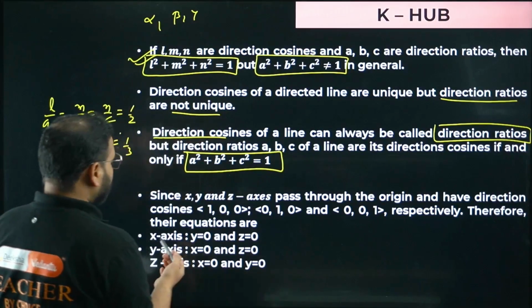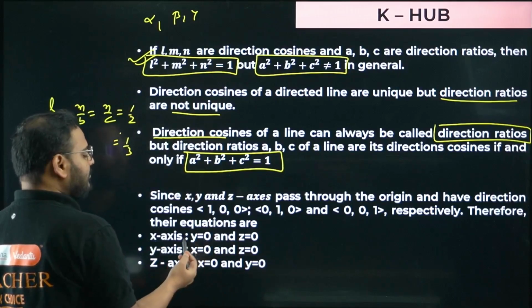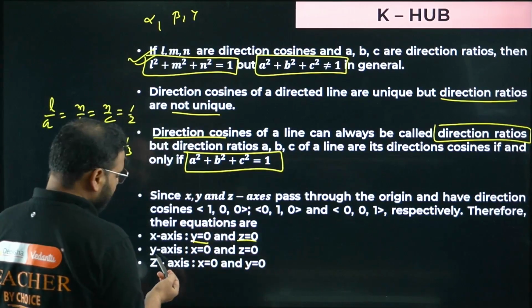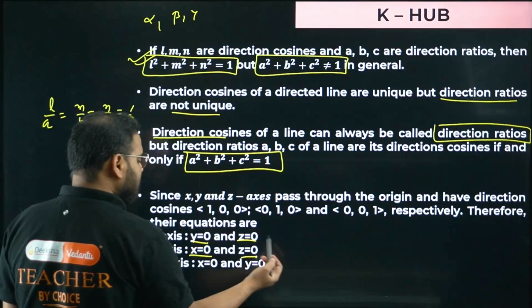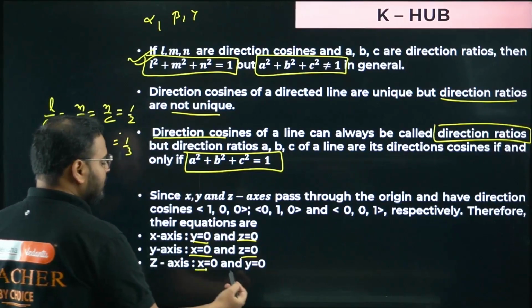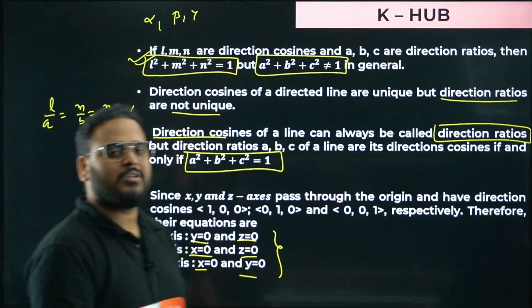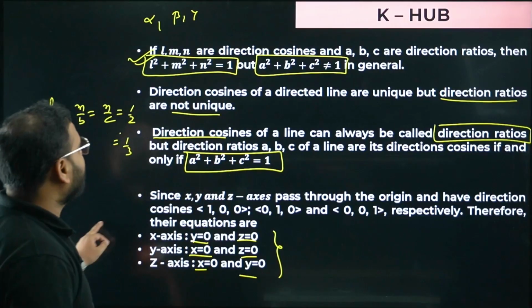Then the equations will become, bacha, for x axis you'll have y = 0 and z = 0, because x can be anything, right? For y axis, x = 0 and z = 0. For z axis we have x = 0 and y = 0. Very, very, very important. I've taken a question on this. Okay, you'll see. Let's move on now.